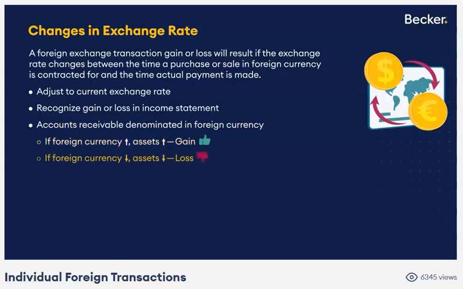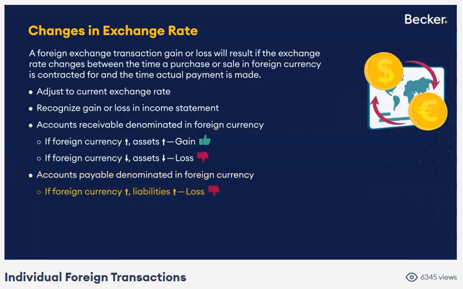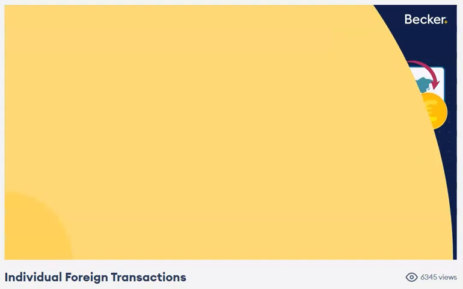That's a gain. Conversely, if you have a receivable denominated in a foreign currency that goes down in value, well, then your asset goes down in value. That's bad news, a loss. On the flip side, sometimes you import from a foreign company. You'll have an account payable denominated in a foreign currency. Well, now that's a liability. So if the foreign currency goes up, the liability goes up. That's bad news. That's a loss. Conversely, if you have an account payable denominated in a foreign currency that declines in value, well, that's good news because your liability goes down in value. That would be a gain.